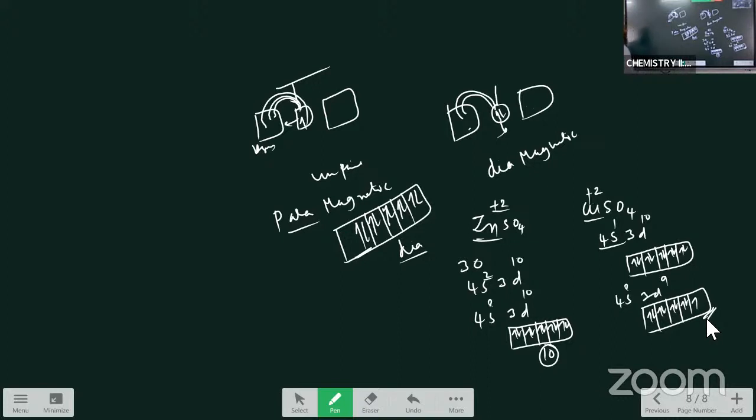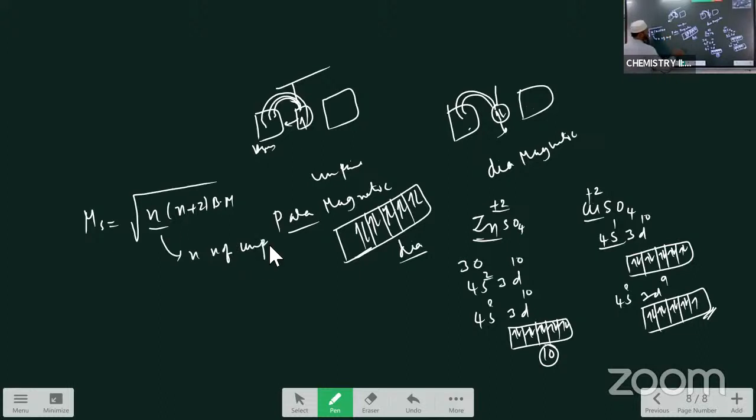To calculate the magnetic moment, we use the formula square root of n(n+2) Bohr magnetons, BM. This formula is used to calculate the magnetic moment. What is n here? n is the number of unpaired electrons. For Zn+2, there is no unpaired electron, so it is 0. In case of copper, all these are paired except one, so one unpaired electron is there. You have to substitute the number of unpaired electrons here.